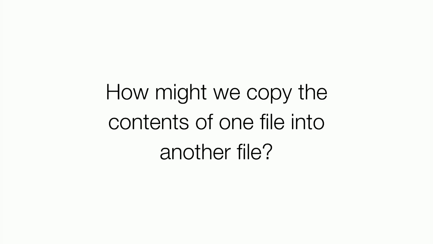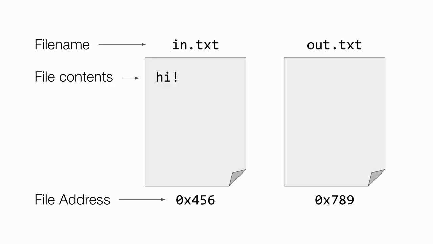So really, we're gonna work on this example of how we might copy the contents of one file into another file. So let's say, for example, we have in.txt as this input text file, and then we also have an output text file that we want whatever is in in.txt to be copied to. And so those are their file names, in.txt, out.txt. We have the file contents, and then we also have an address of the file. So these two things have their own addresses in memory.